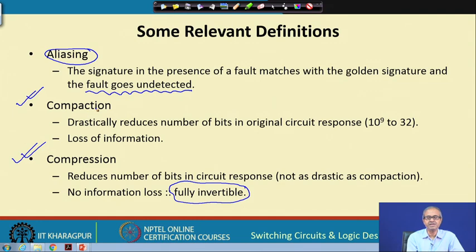But in compaction you cannot go back. You can drastically reduce the number of bits, like you can have a huge 1 gigabit data, you can bring it down to as low as 32, let us say, but there is some loss of information. From this 32 bit you cannot go back to the original 10 to the power 9. This you need to remember. Now, in circuit testing in BIST we go for compaction, we do not go for compression. Okay.